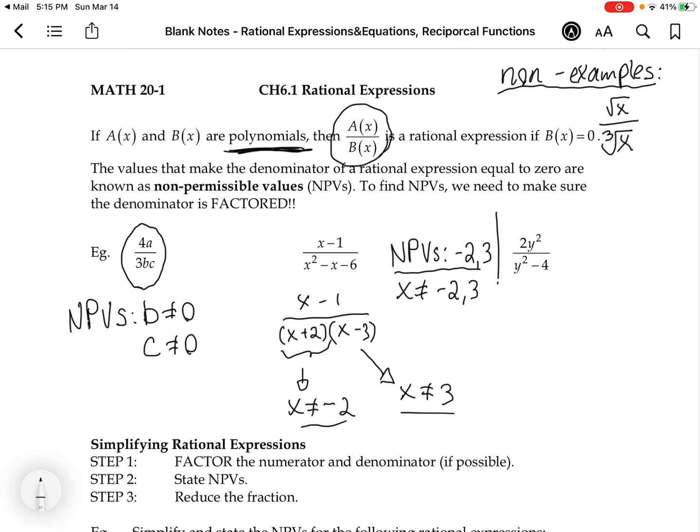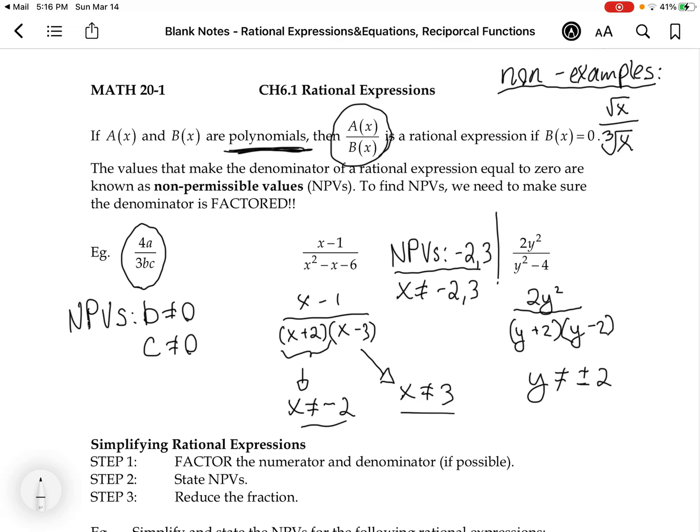So here we have 2y squared over y squared minus 4. So here the denominator is a binomial, and it looks like it's a difference of squares. Numerator is already sort of factored. It's just a monomial. So I'm going to factor this, y plus 2 times y minus 2. Okay, so the values of y that would make the denominator 0 are 2 and negative 2. And when it's the same number but both signs, as in negative 2 and positive 2, you can write that as plus or minus 2 if you want.